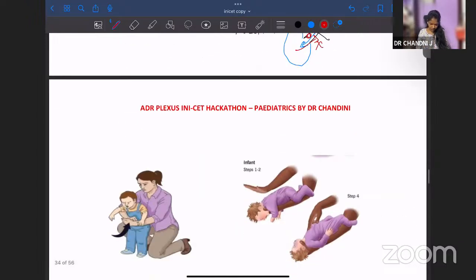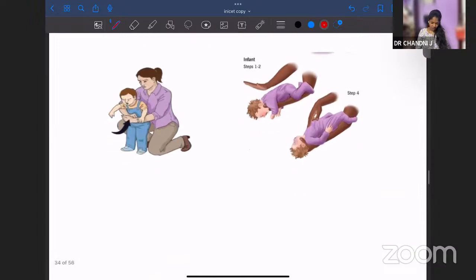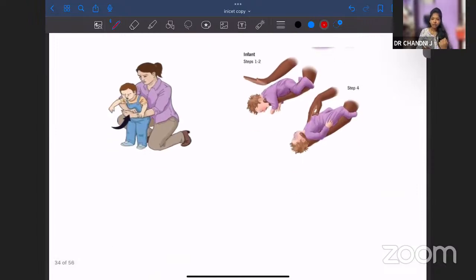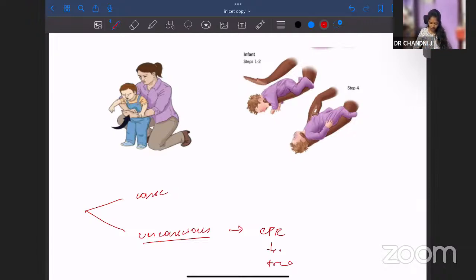Okay. Now coming to the treatment of foreign body. So now what to do when a child is choking in front of you? The first thing you see is whether the child is conscious or unconscious. If the baby is unconscious, you will start doing CPR and then you will try to revive the baby, rescue the baby, and then only treat for foreign body. If the baby is conscious, you have to see what is the age of the baby.